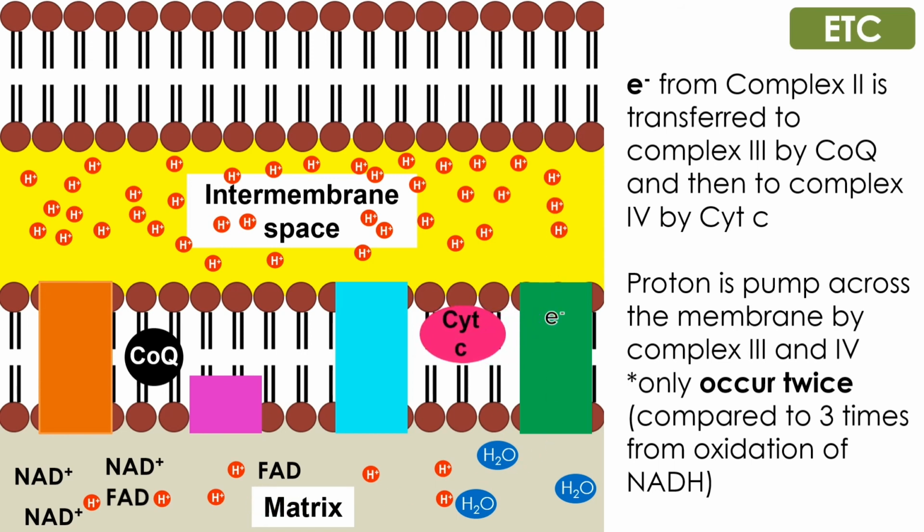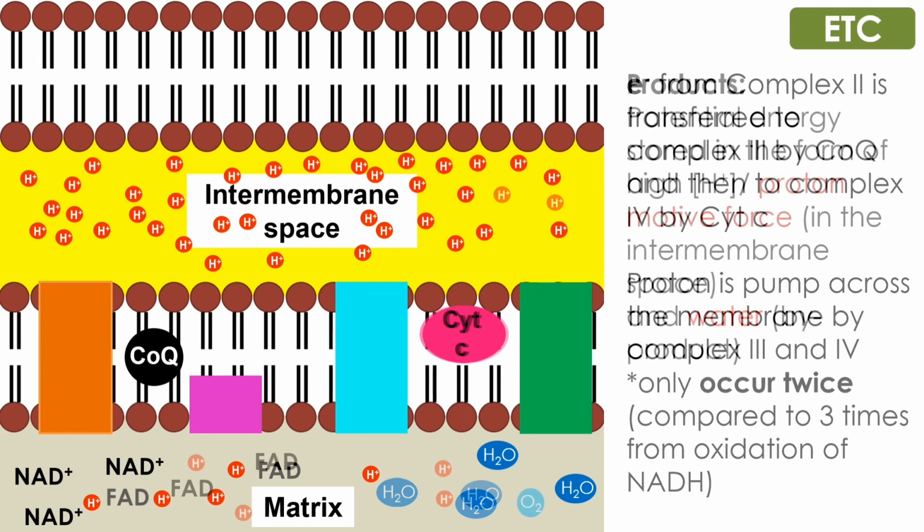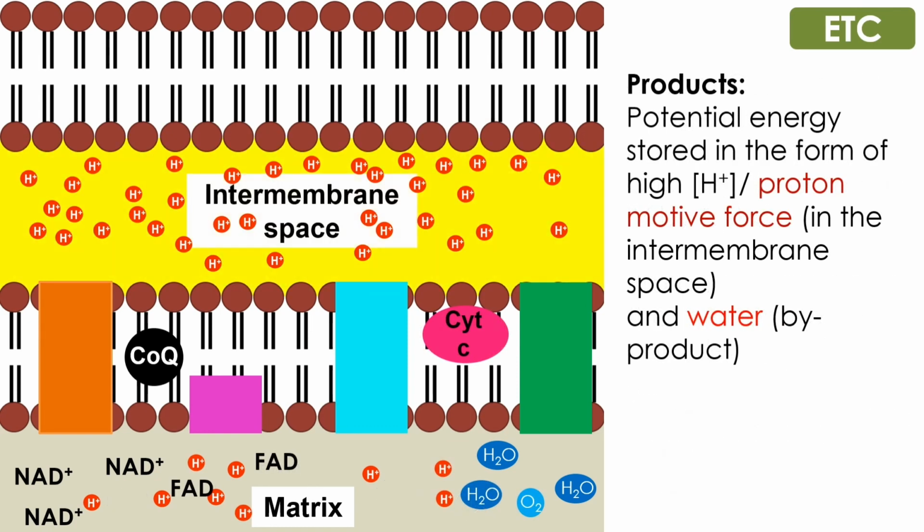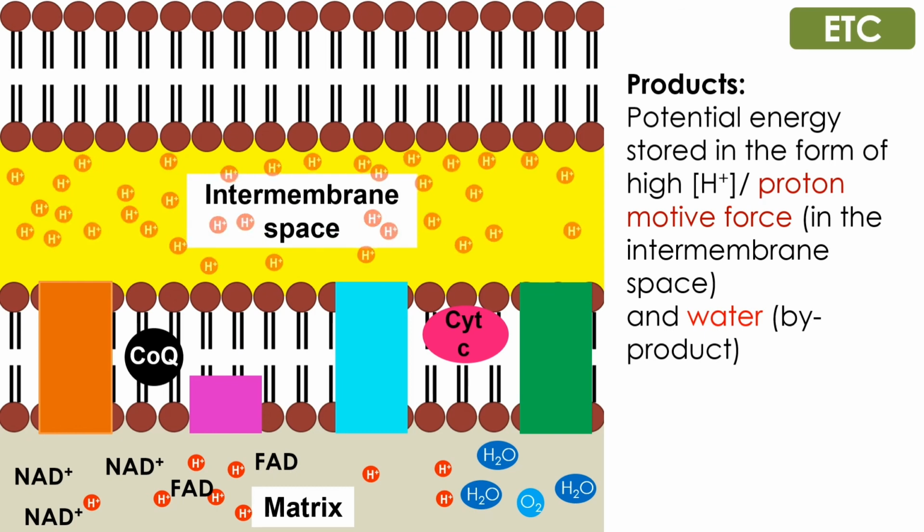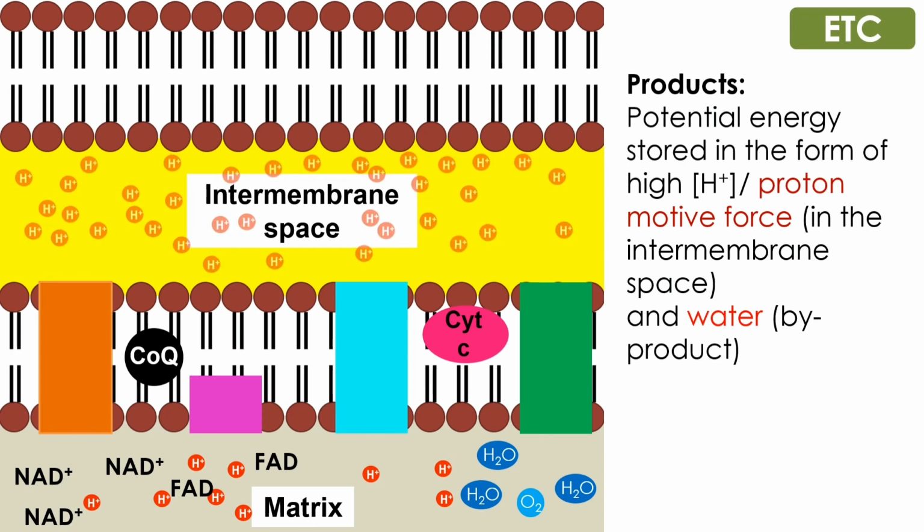In comparison to oxidation of NADH, which involves complex 1, complex 3 and complex 4 and pumping of protons 3 times. In terms of product, electron transport chain will create potential energy stored in the form of a proton gradient called proton motive force. So this energy will be used in the next process, which is chemiosmosis.